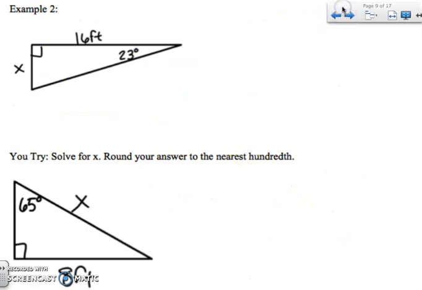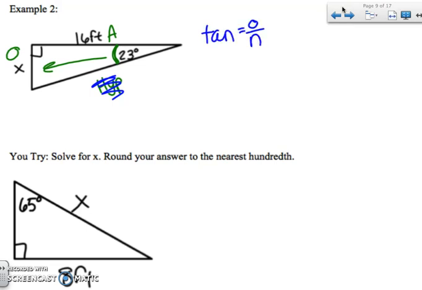Example 2. They gave me a degree, which is right here. So first off, I need to label my triangle. This is the hypotenuse, which means this is my opposite side, and therefore that 16 is my adjacent side. Now, they didn't tell me anything about the hypotenuse, so I'm going to ignore it. So I'm going to ask myself what trig function deals with O and A, and that would be tangent, okay? Because tangent is opposite over adjacent.